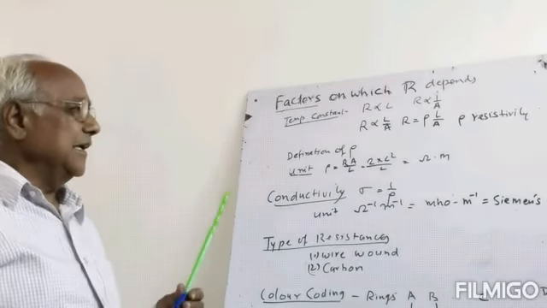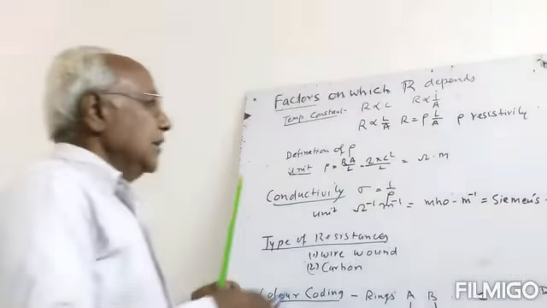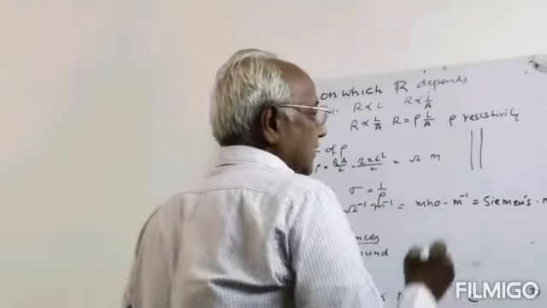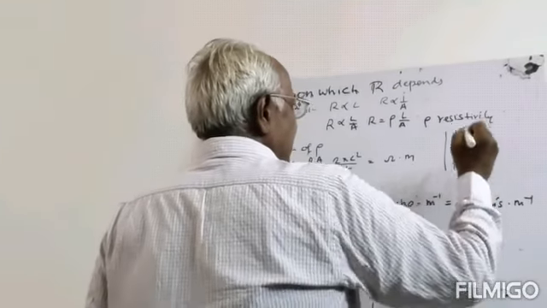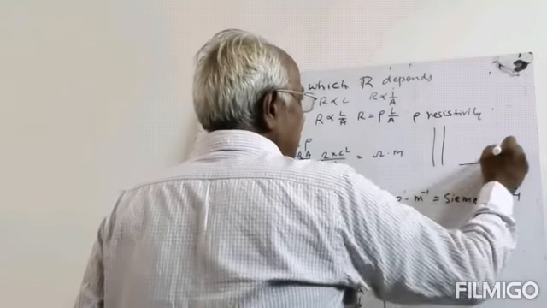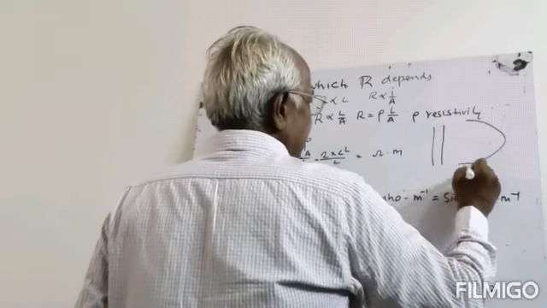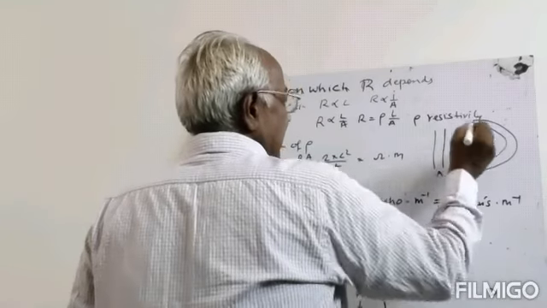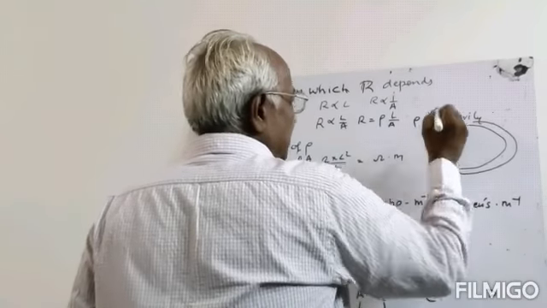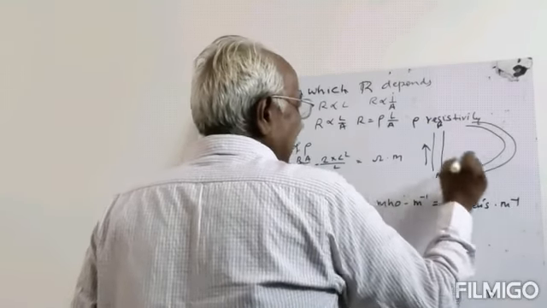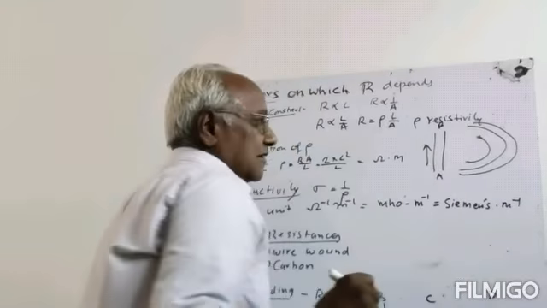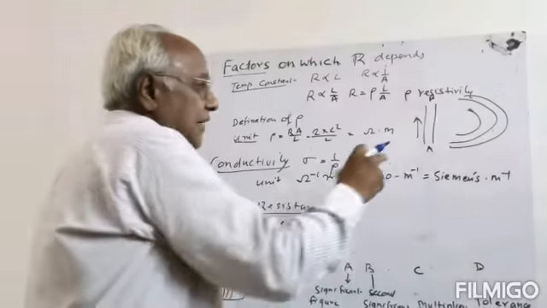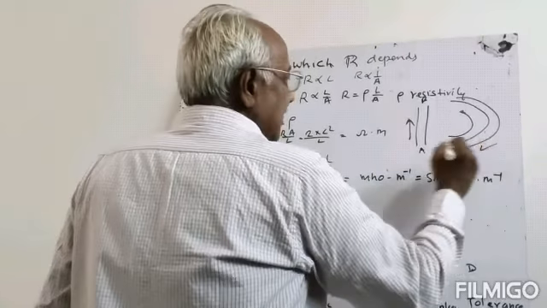We can just take an example. Suppose this is one road and this is another road. Both start from A and reach point B. One is through this length and another is through this direction. Then the work done will be more for this than this.